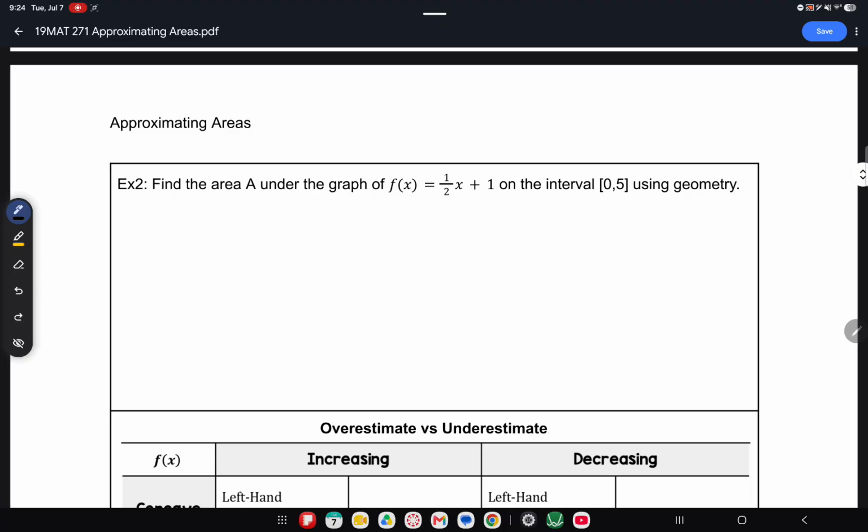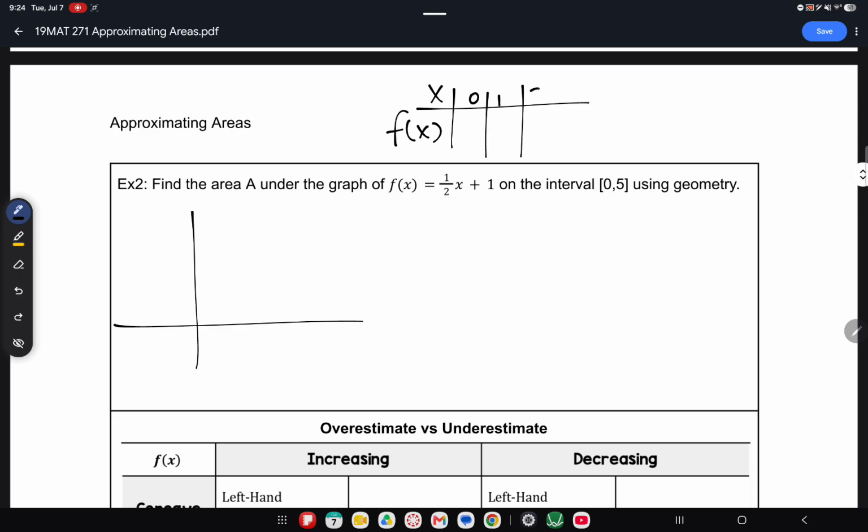So find the area under the curve of the function 1/2 x plus 1 on the interval 0 to 5 using geometry. Let's see if we can draw this. I'm going to do my best. So we want from 0 to 5. So 0, 1, 2, 3, 4, and 5. If I plug in 0, I get 1. If I plug in 1, I get 1.5. If I plug in 2, I get 2. You see, it's going up half a step.